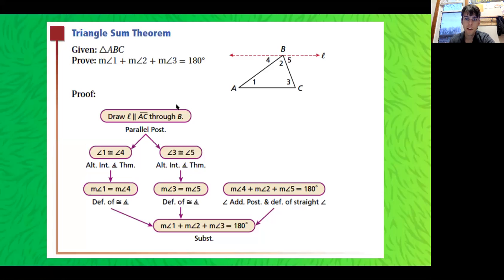All right, so here is a proof. So the only thing that we are given here is just some triangle.